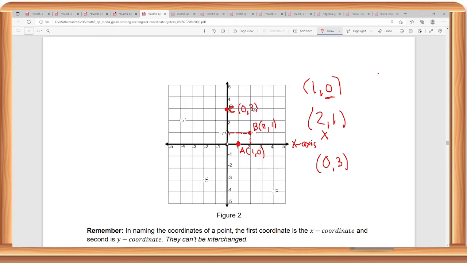Take note, if you have a 0 x coordinate, that means the point is along the y axis. Once again, if the x coordinate is 0, the point is along the y axis. In the same way, if your y coordinate is 0, it is along the x axis.